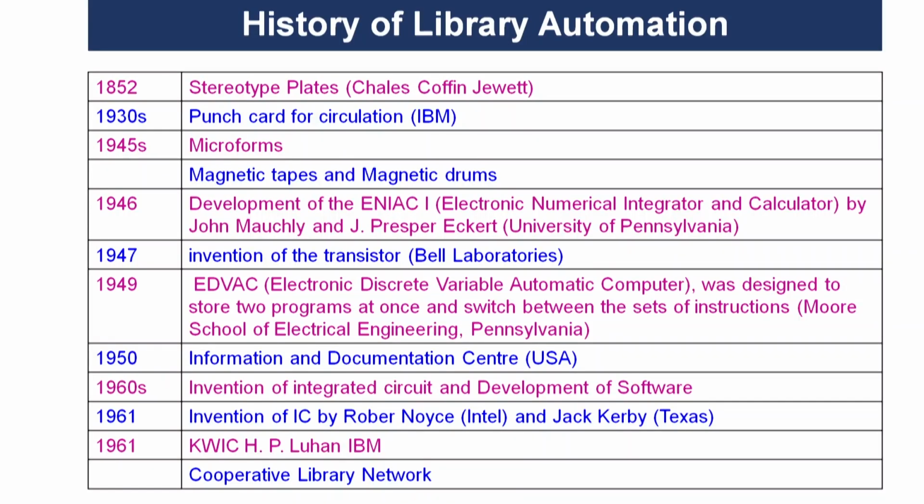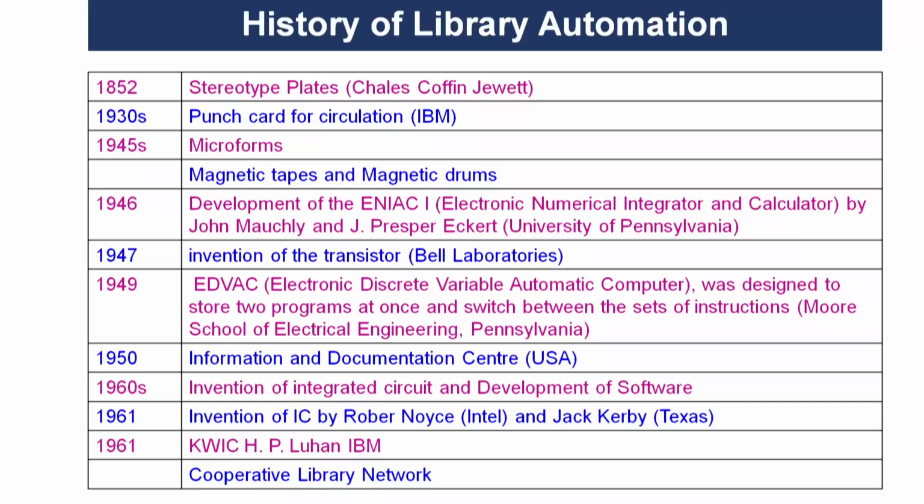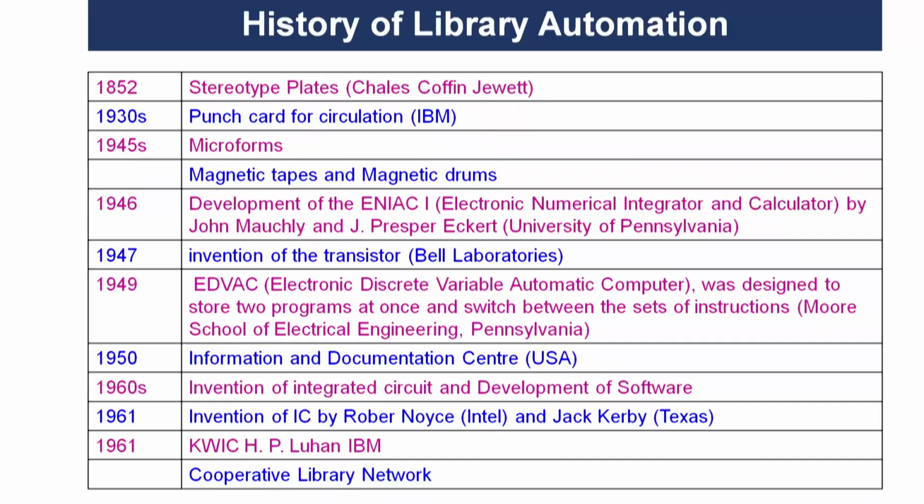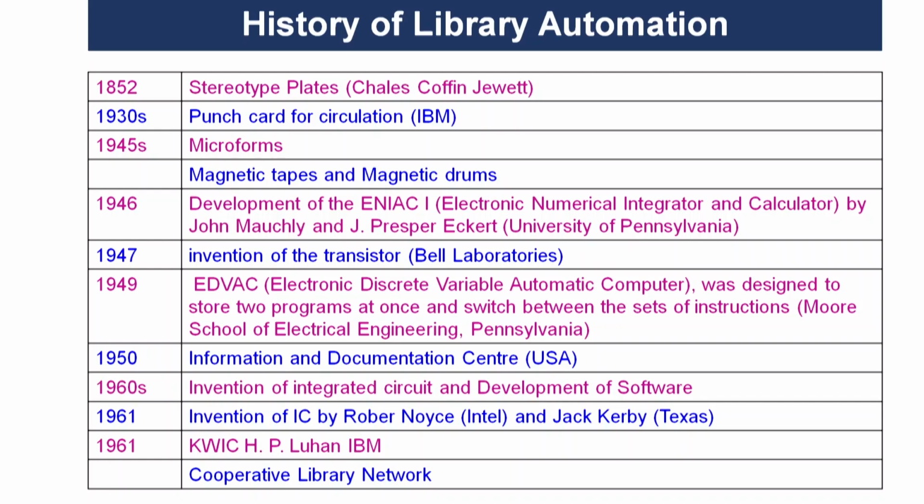Further, 1947, invention of transistors, and 1945, the computer EDVAC, and the origin of Information and Documentation Center in USA during 1945, during 1950, and during 1960, there was a revolutionary change in computer technology by the invention of integrated circuits. And 1961, the invention of IC, and then keyword indexing systems, and also cooperative library networks.